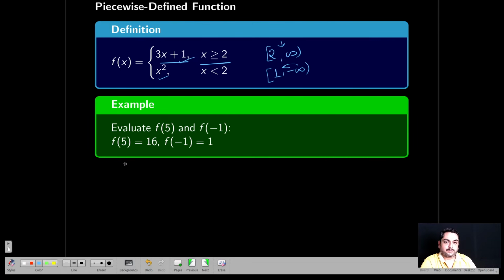Next. For example, in this case, when I say f of 5, so x is equal to 5, right? 5 means I should use this function, 3x plus 1. That is 16. When I say f of minus 1, I have to use this because it is less than 2. So this is equal to 1. Okay.